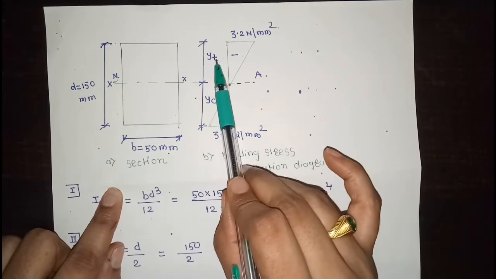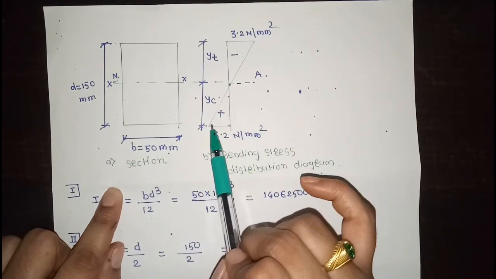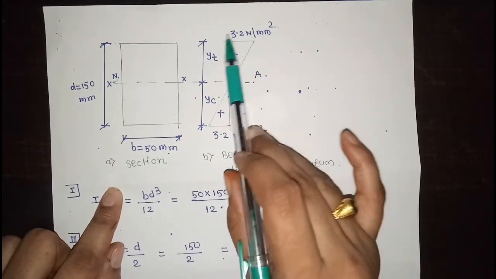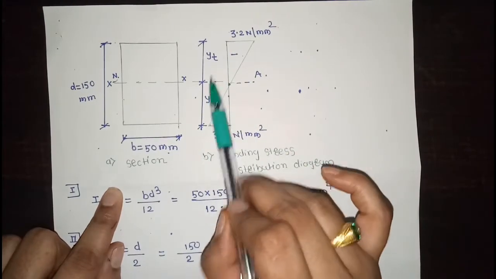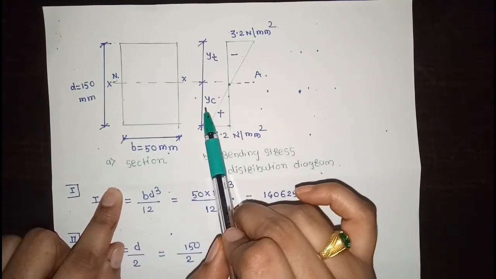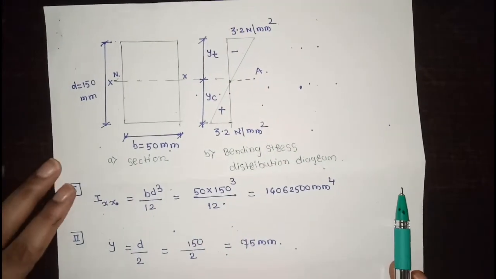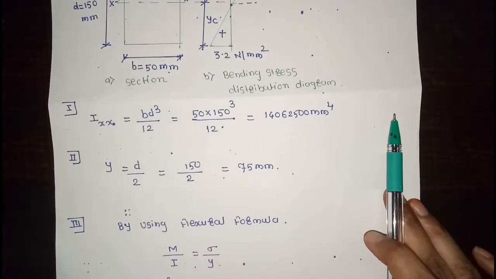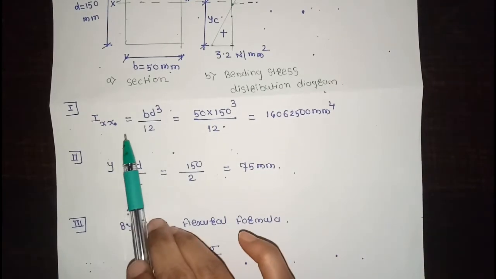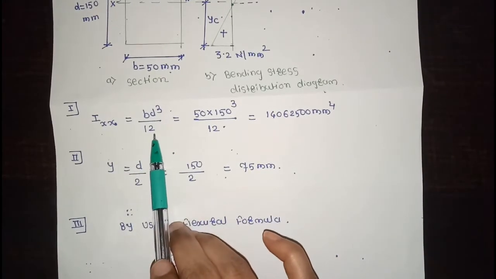So Yc is equal to Yt. Sorry, this is the stress in compression and this is the stress in tension. Yc is equal to Yt means depth in compression is equal to depth in tension. Okay. So first step, calculate Ixx is equal to BD cube by 12.